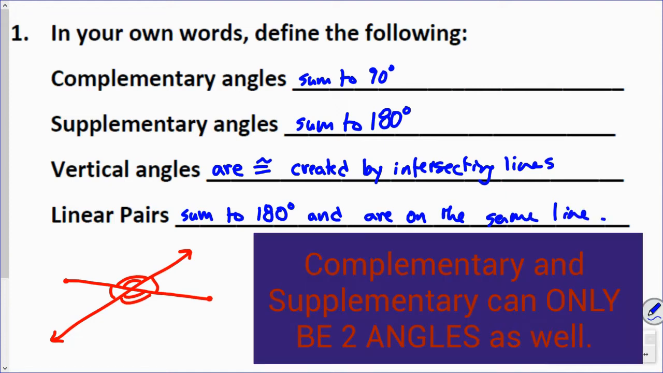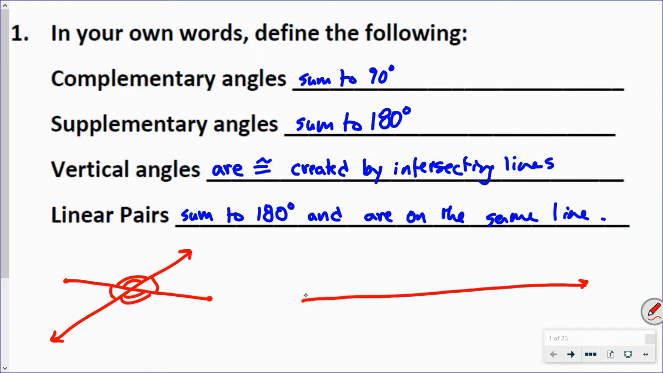Okay, supplementary angles. You could have like a group of three angles that are supplementary to each other if you wanted. We typically don't see that, but linear pairs is just two angles. Okay, so kind of a picture of that. They do form a line or a segment.